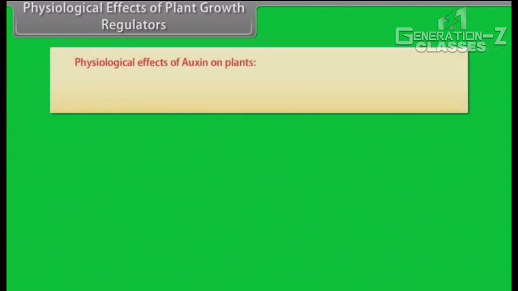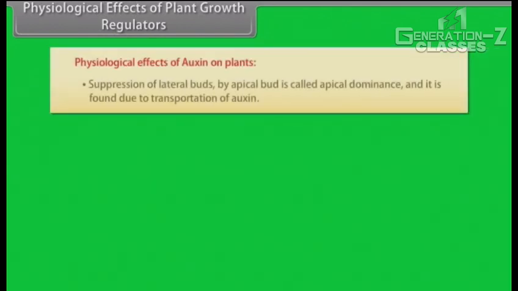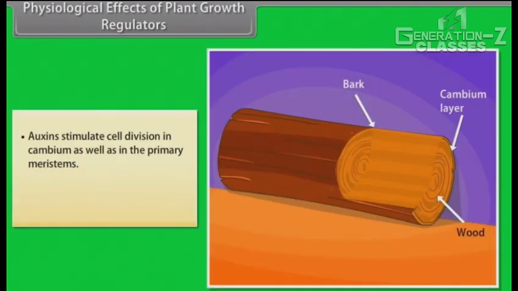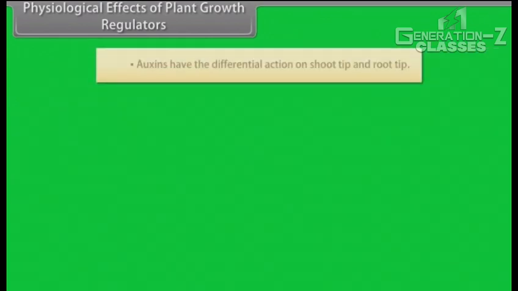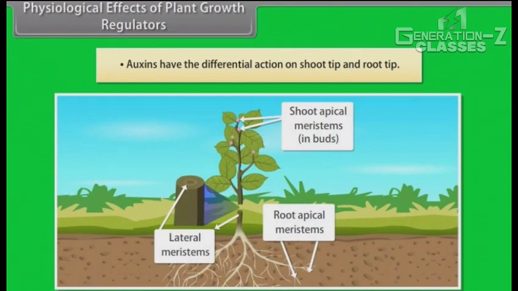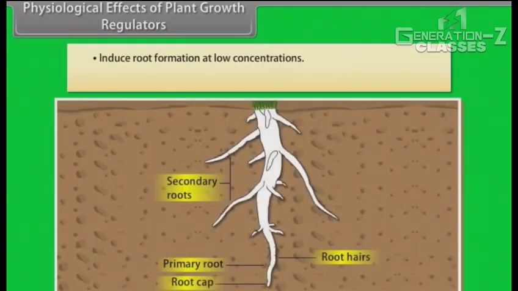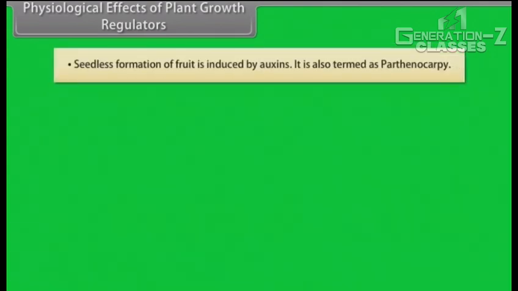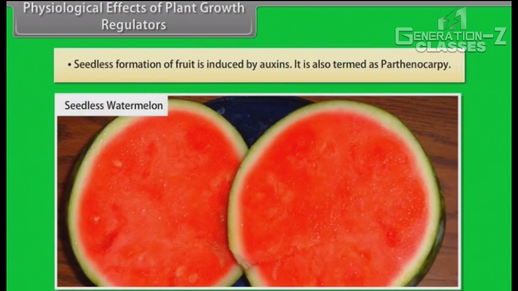Physiological effects of auxin on plants. Suppression of lateral buds by the apical bud is called apical dominance, and it is due to transportation of auxin. Auxin stimulates cell division in cambium as well as in the primary meristems. Cell elongation is an important role played by auxins. Auxins have differential action on shoot tip and root tip. They induce root formation at low concentrations. They prevent leaf fall by suppressing the formation of the abscission layer. Seedless formation of fruit is induced by auxins. It is also termed parthenocarpy.